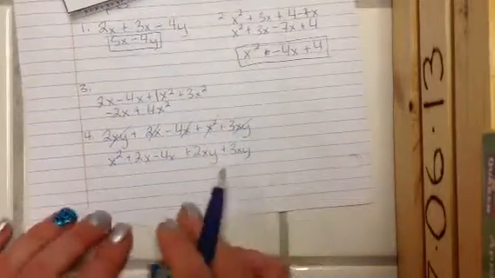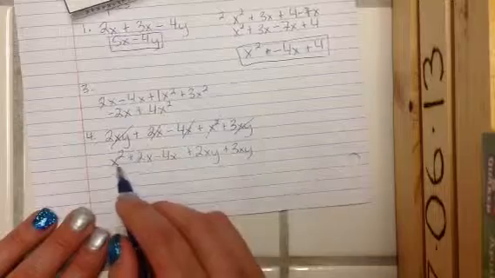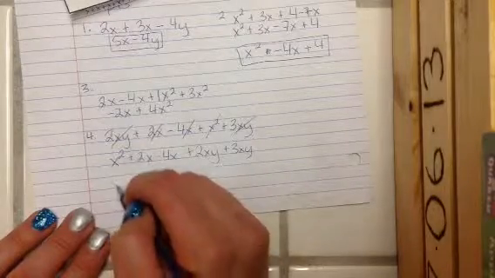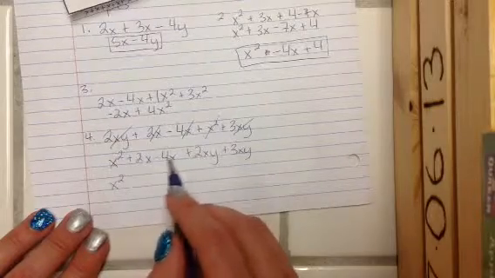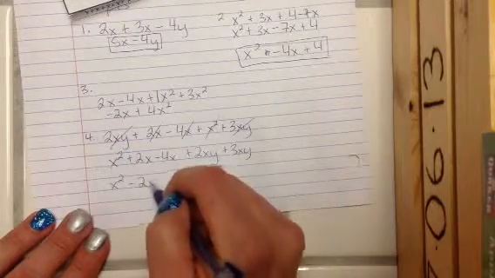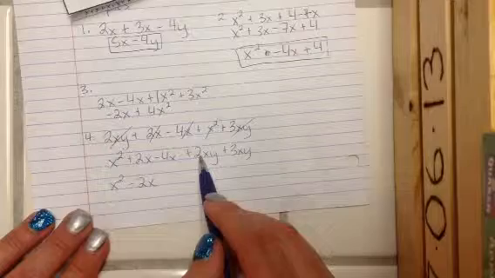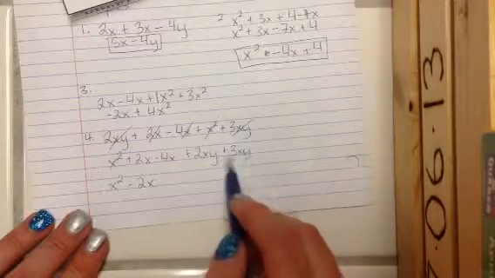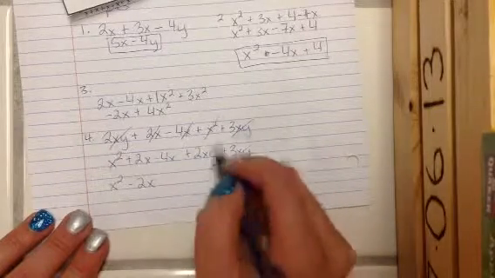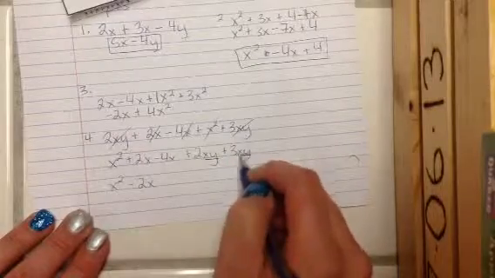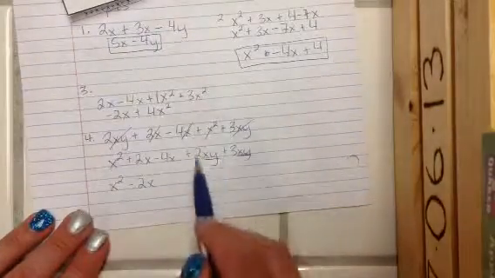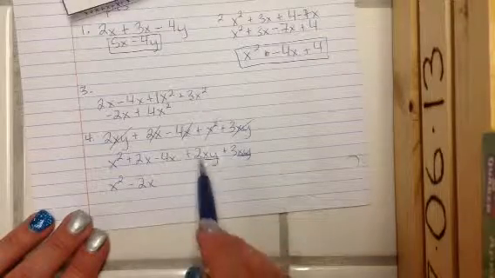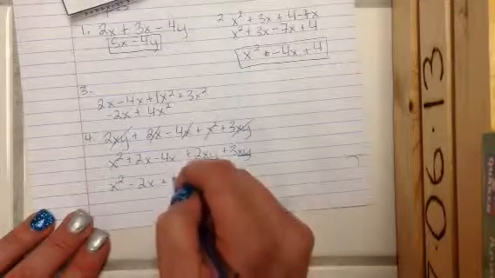So now we can combine the ones that are similar. We only have 1x squared, so we're going to just leave that one there. We can combine 2x minus 4x and get negative 2x. And then we can combine 2xy plus 3xy. They both have xy. That makes them similar terms, or like terms. They are the same thing. They're both an xy. So 2 plus 3 is 5.